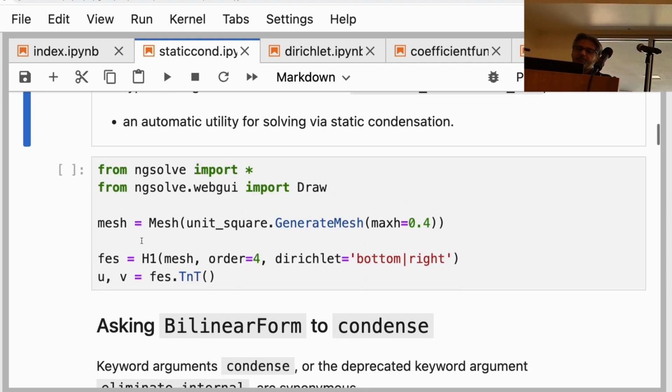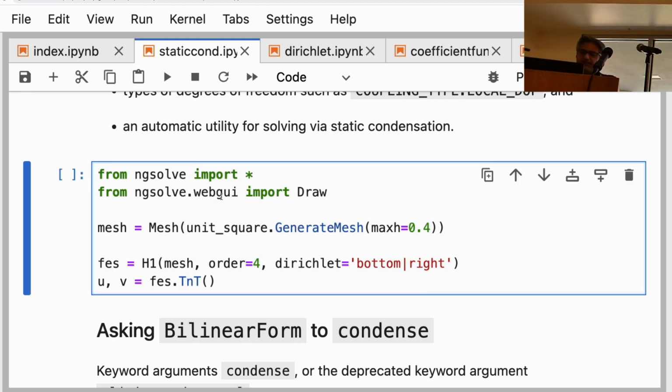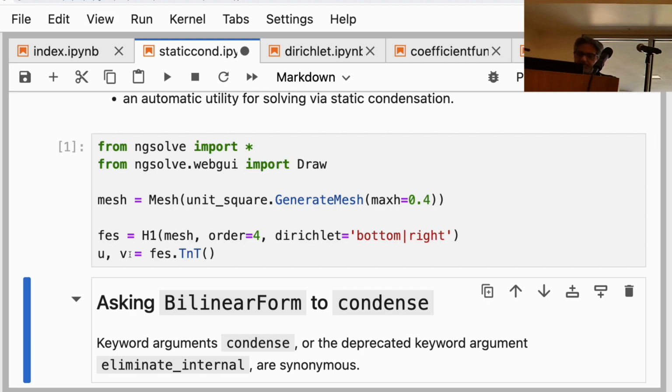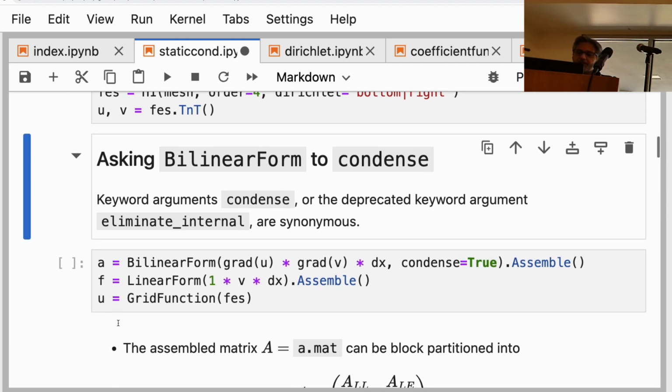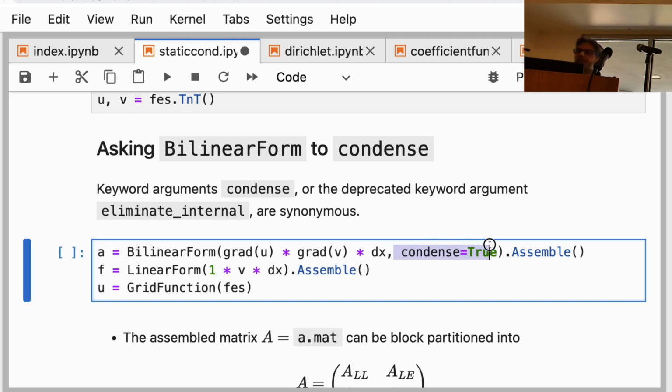And as usual, there is an automatic utility if you don't want to see all the steps, but you can call a one-liner that'll do it for you. Okay, we start with the unit square again. This time we'll take the usual Poisson bilinear form and ask for condensation to be turned on by this keyword argument. So this is the one-line syntax where you symbolically make the form and assemble it, and all of that happens at once. And here's the linear form, and we have a grid function.